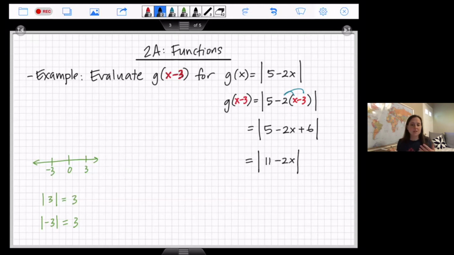And again, because we don't know what the value of x is, we don't know if this is a positive or negative number, so we can't really simplify with that absolute value. So just leave it there, and that'll be our answer. So we'll learn more about functions when we meet together in class.